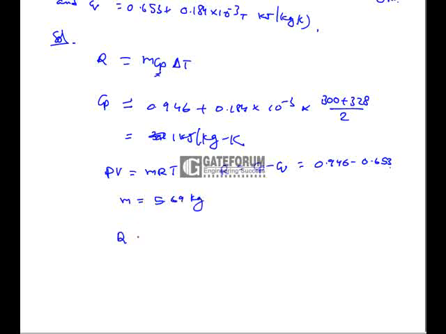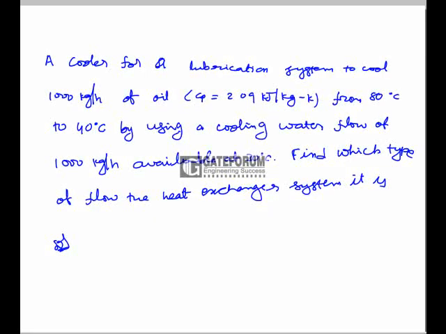Now the heat transfer is equal to 5.69 into 328 minus 300, which is equal to 159.32 kilojoules. So, for a lubrication system to cool 1000 kg per hour of oil of Cp equal to 2.09 kilojoule per kg Kelvin from 80 degrees centigrade to 40 degrees centigrade by using a cooling water flow of 1000 kg per hour available at 30 degrees centigrade, find which type of flow the heat exchanger system is.